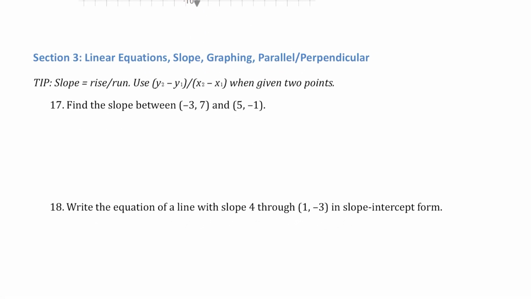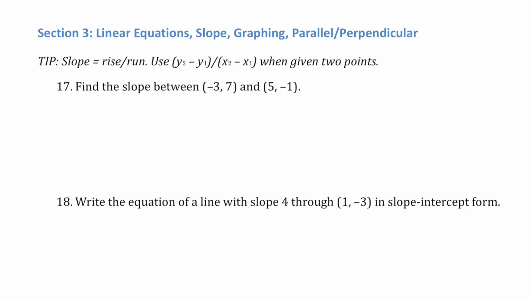So section 3, linear equations, slope, graphing, parallel and perpendicular lines. We are going to find the slope between (-3, 7) and (5, -1). This is our slope formula. It's given right above this problem for us.